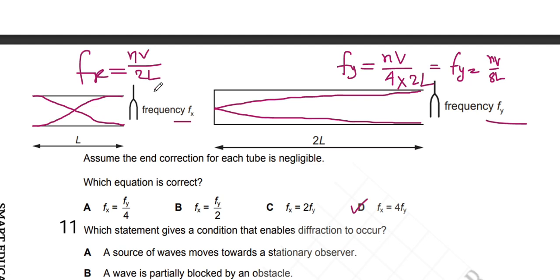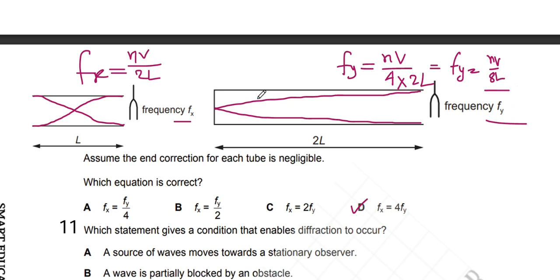But the fact is, we don't need to input these values to find out the frequencies. We just have to compare these two frequencies and create an equation. How to do that? The formula for the tube open at both sides should be Fx equals nv by 2L. Whereas for the second one, the formula for Fy should be nv by 4L, but here the length is 2L, so we will multiply 4 by 2L. That would be Fy equals nv by 8L.